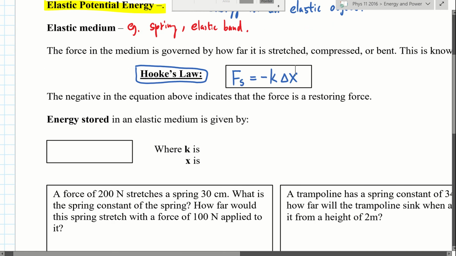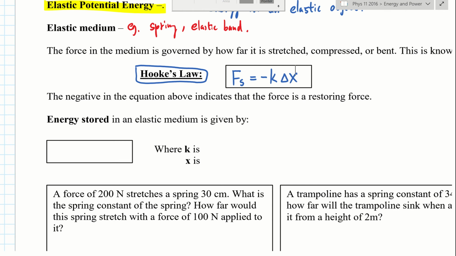The negative sign just indicates the fact that the force is going to be opposite to what you apply to it. For example, if you compress a spring, the spring has a force that's trying to go back to normal, so expand. If you stretch a spring, the spring has a force that tries to go back to its normal shape, which is in the other direction. So the force is always opposite to what you did to it. Now, so that's the force.